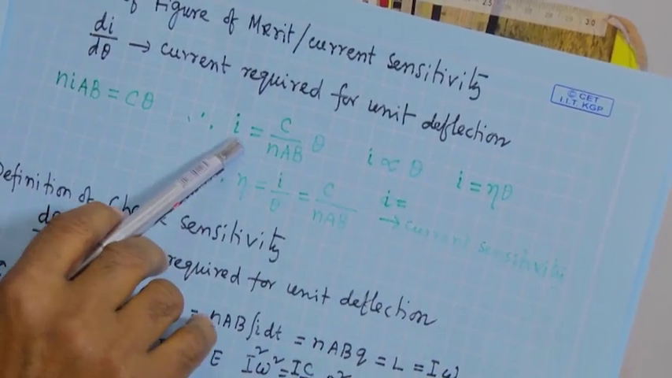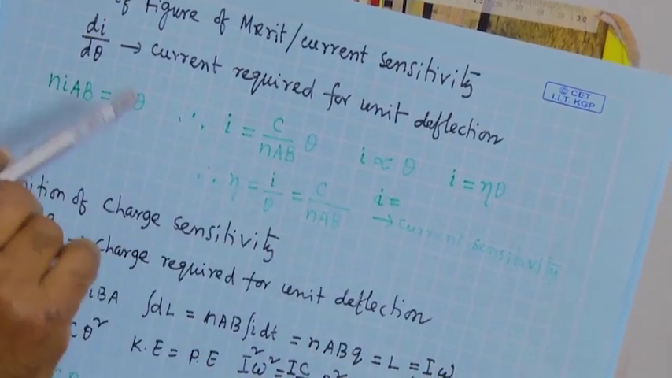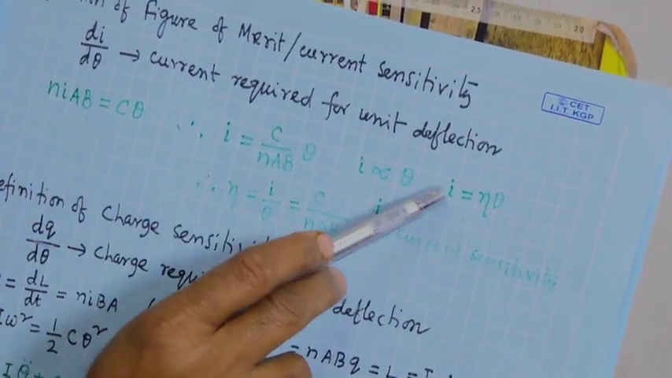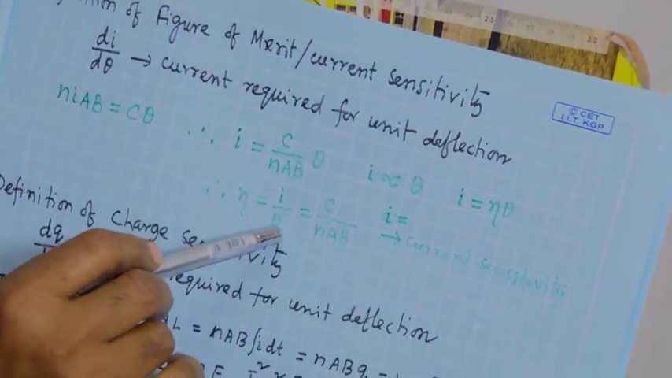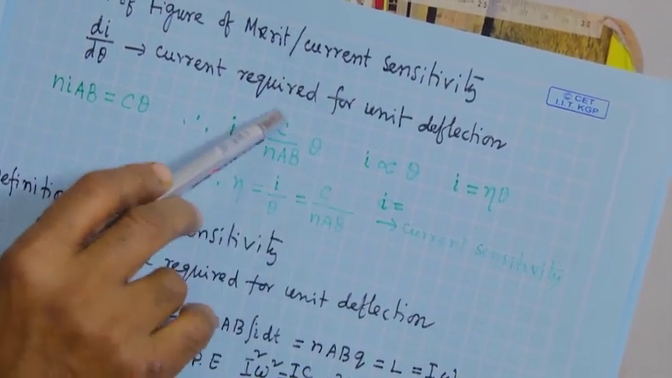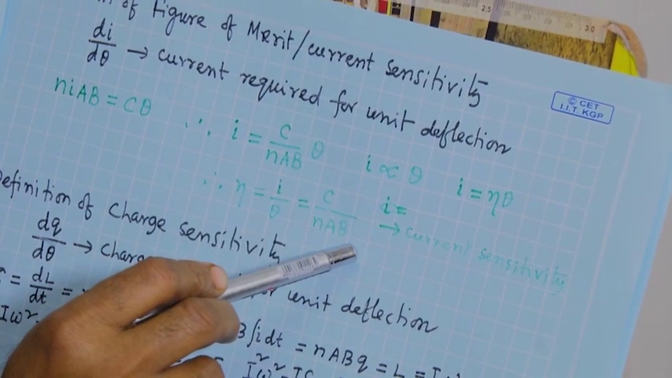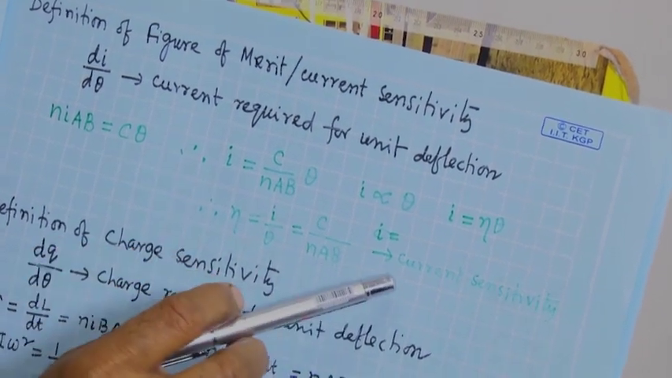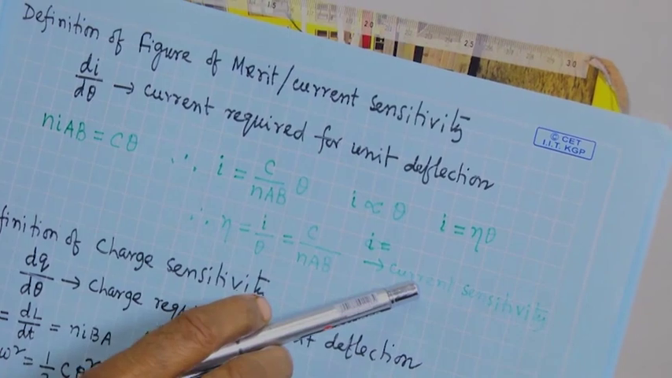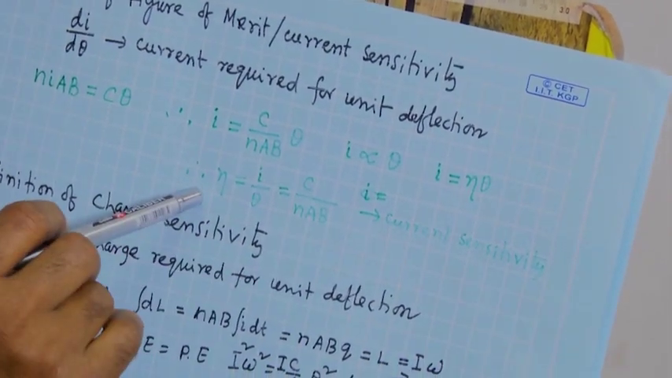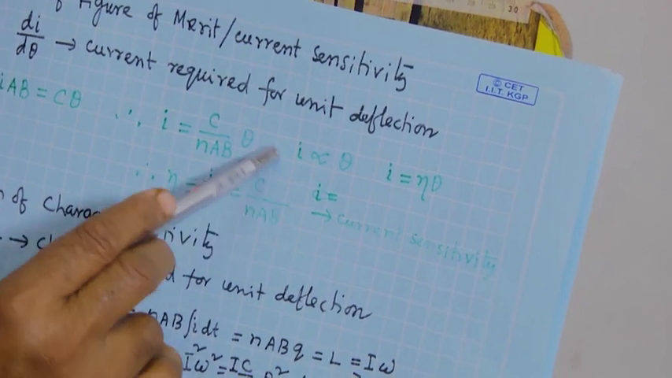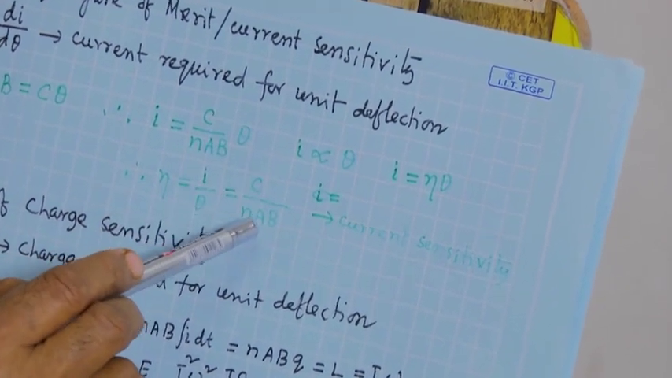If I compare these two, then η equals I by θ, which is equivalent to dI by dθ. So I by θ equals C by NAB. Okay, so this η is nothing but what is called the current sensitivity or figure of merit. So the current sensitivity or figure of merit is equal to C by NAB.